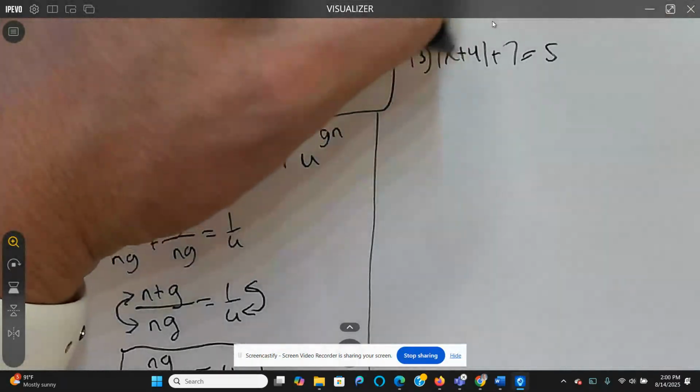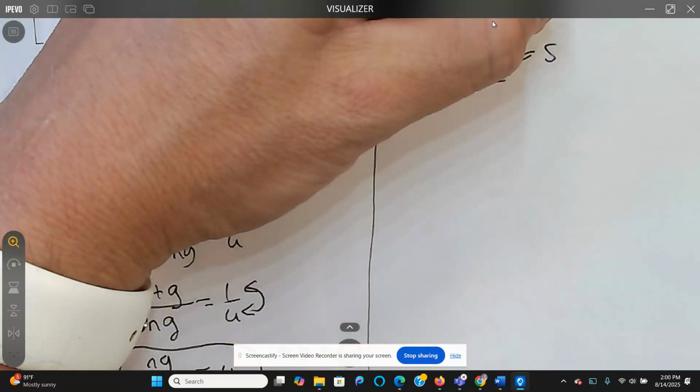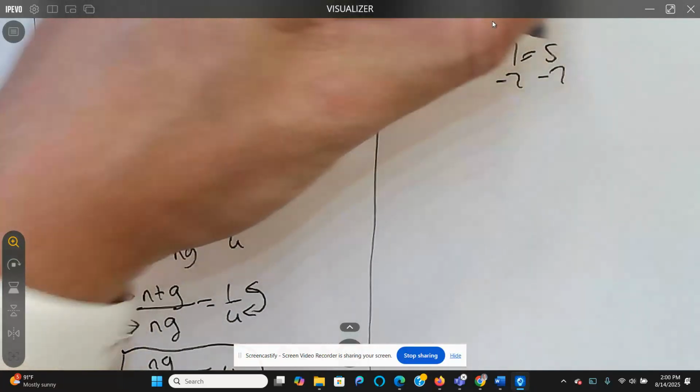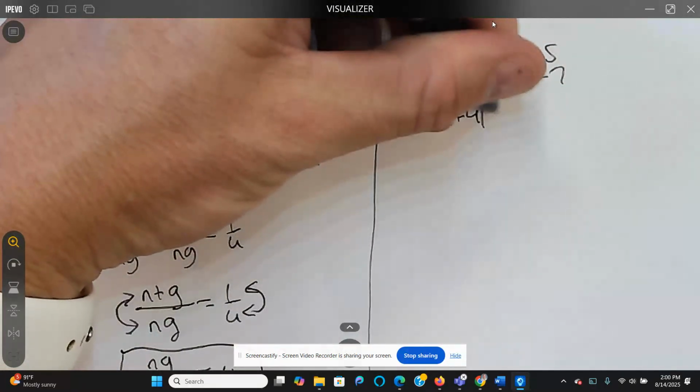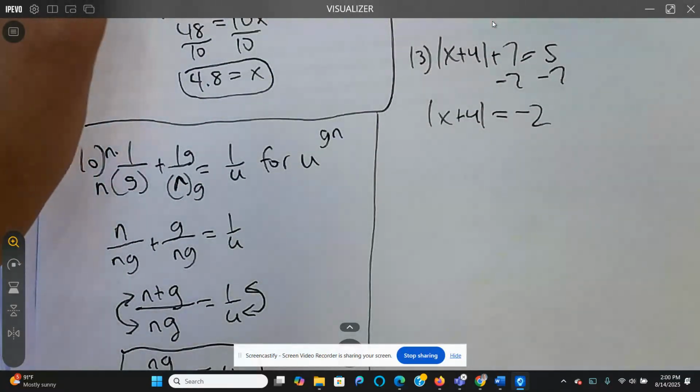All right, what do I do first when I'm solving for absolute value? Get the bars by themselves, right? So I subtract 7, subtract 7. The absolute value of x plus 4 is equal to negative 2. So when is my distance from 0, absolute value, equal to negative 2?